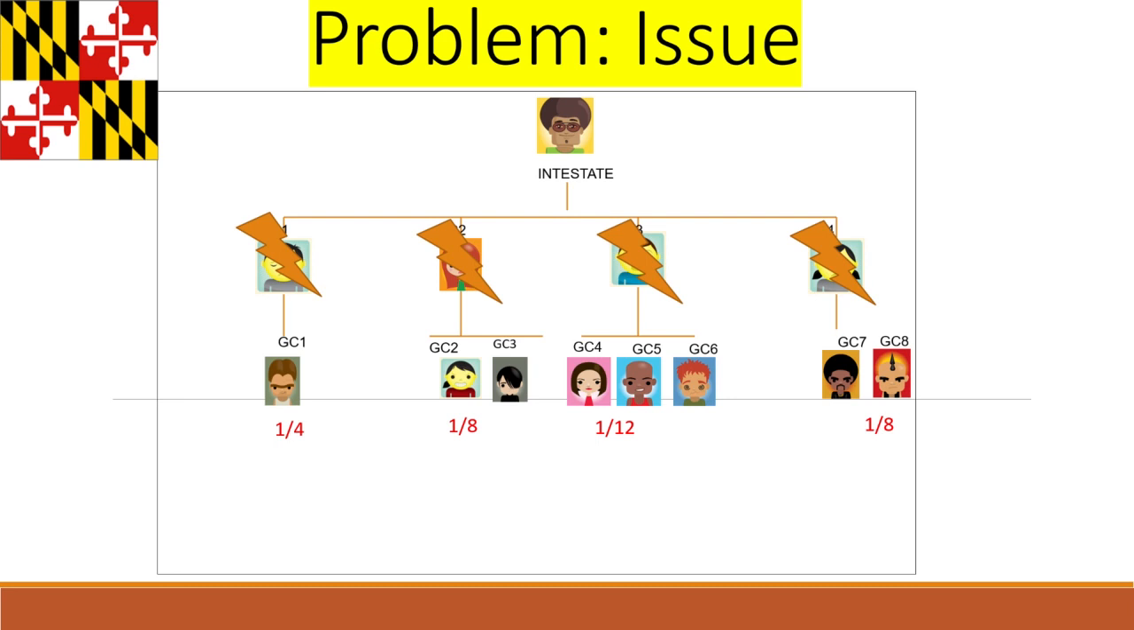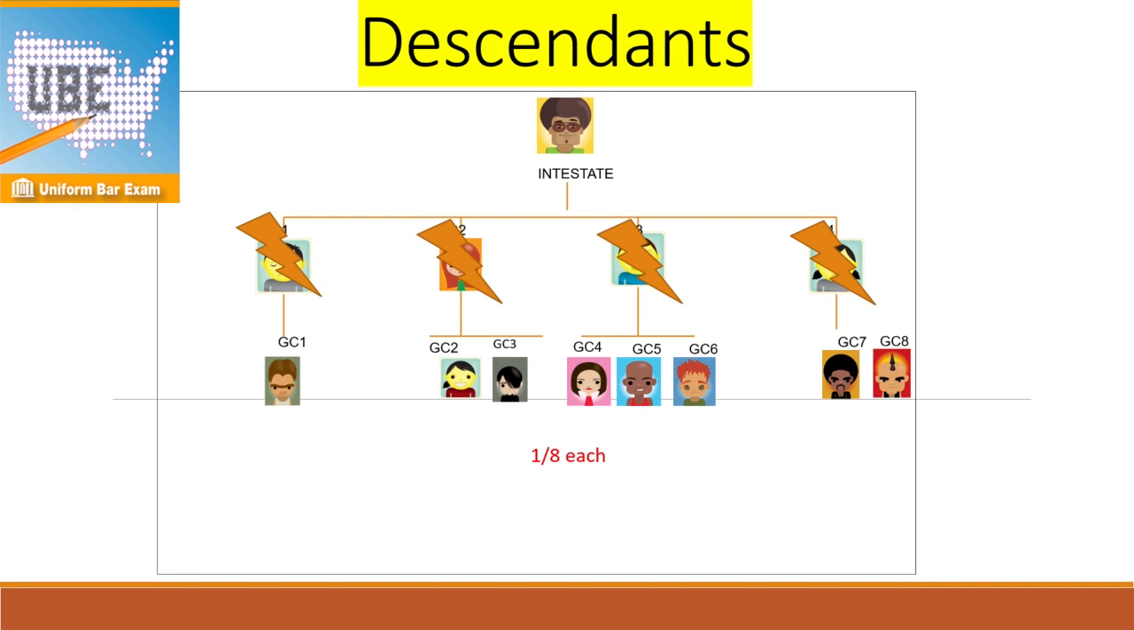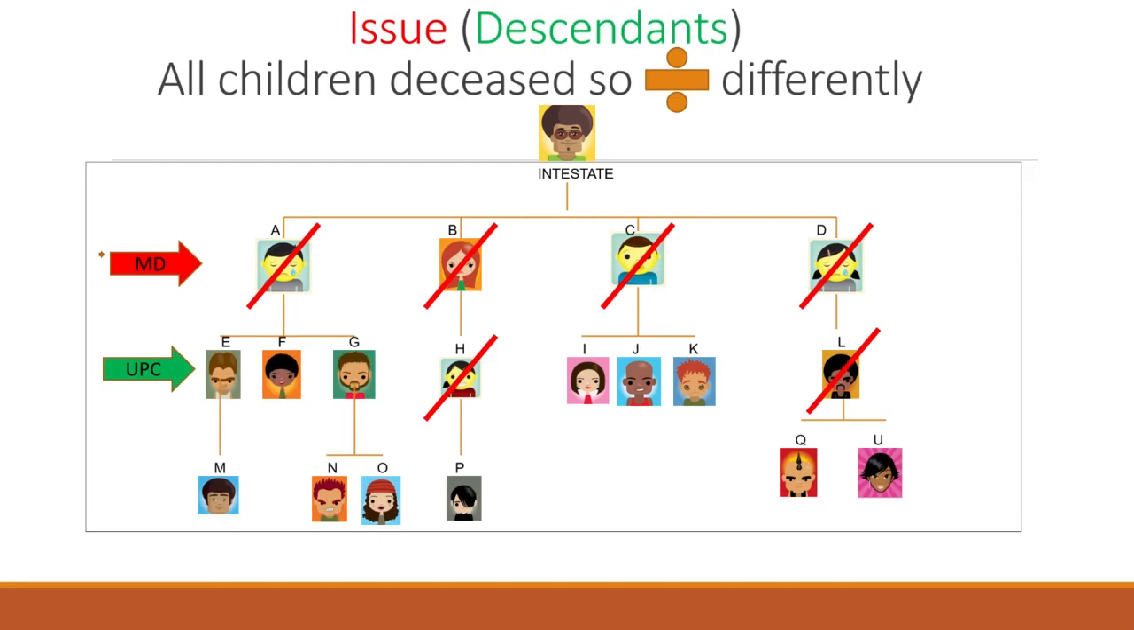What happens if everyone's gone? Well, under Maryland, each grandchild will take what would have been his or her parent's share. Okay? Under the UPC, everything drops down and we have 8 grandchildren, so all 8 will take 1/8 each. It doesn't matter if you're an only child, as grandchild 1 is, or if you're one of 3, as grandchildren 4, 5, and 6 are. All right, so let's take another look.